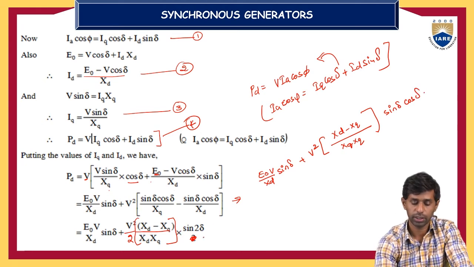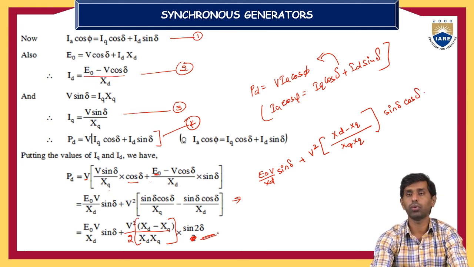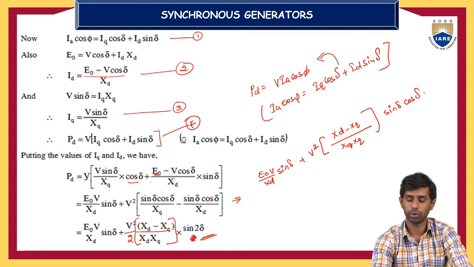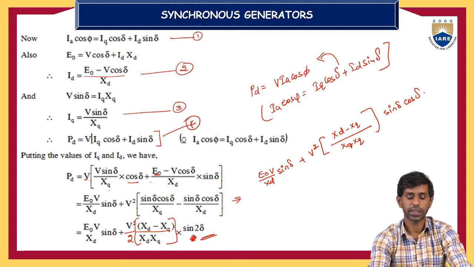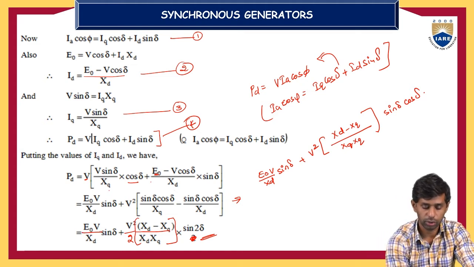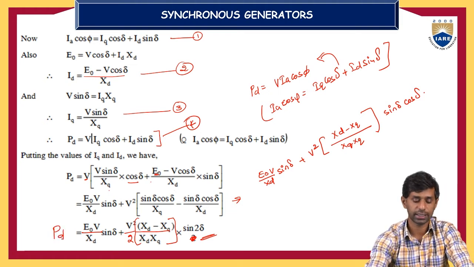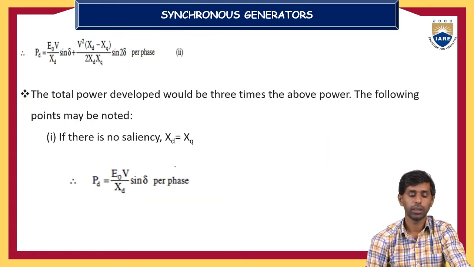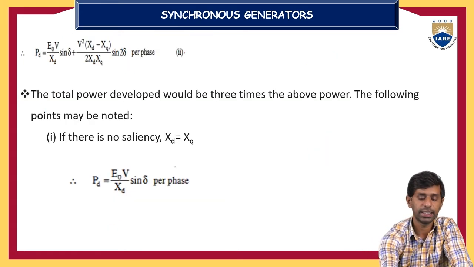So simplify this, you will get V square by 2 into (1/xd minus 1/xq) sin 2 del. That is the expression for power developed: PD is equal to E naught V by xd sin del plus V square by 2 into (xd minus xq) by (xd into xq) into sin 2 del. And finally, this is equation number 5.